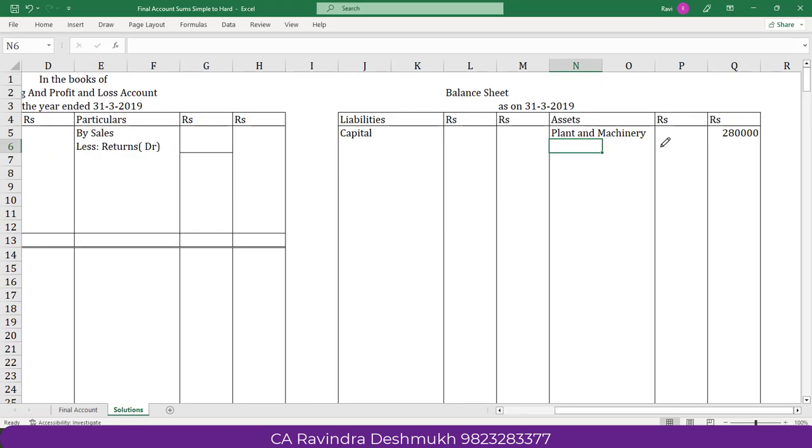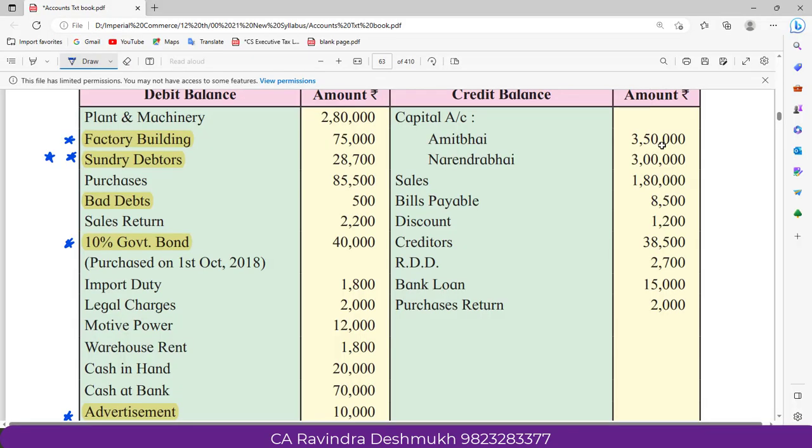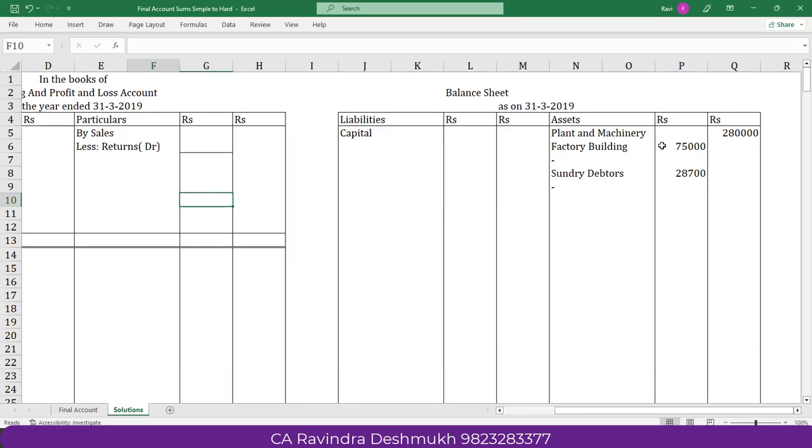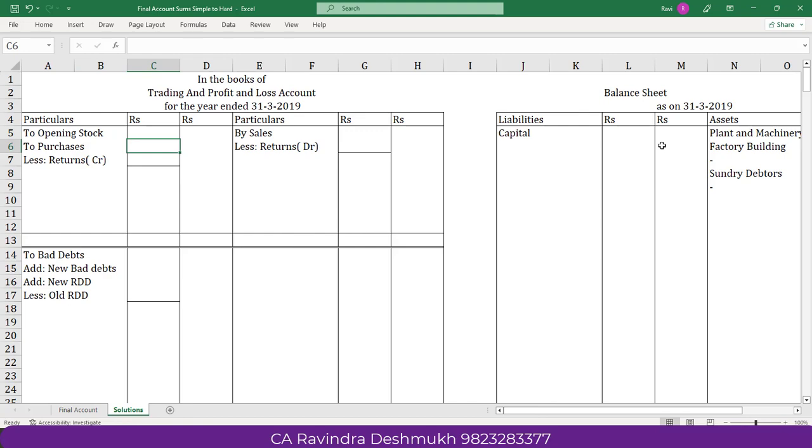The next one, factory building 75,000, to be written in the inner column. Right. The next one, sundry debtors 28,800. Adjustment to be written in the inner column, 28,700. The next one, purchases 85,500. So 85,500 to be written in the inner column.